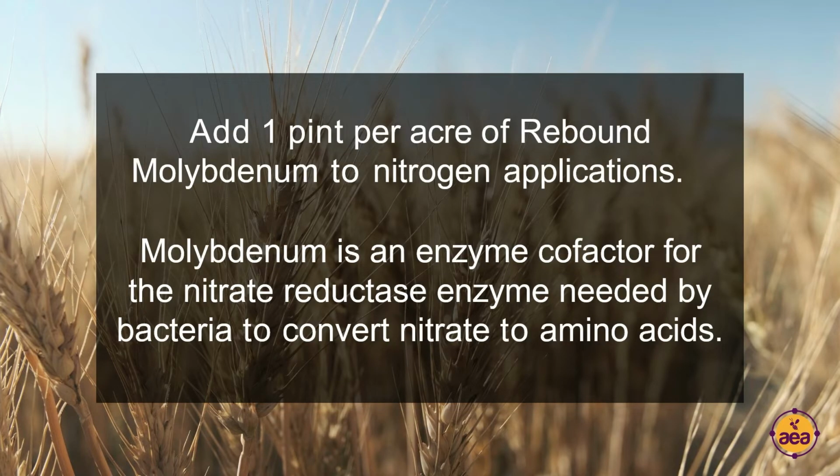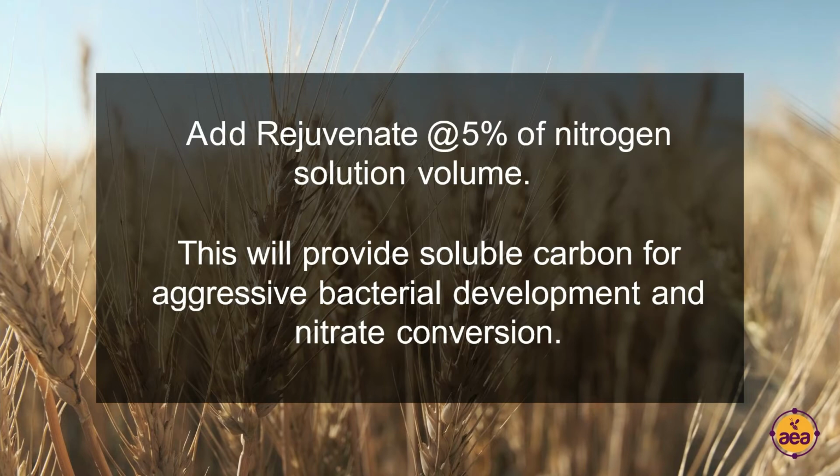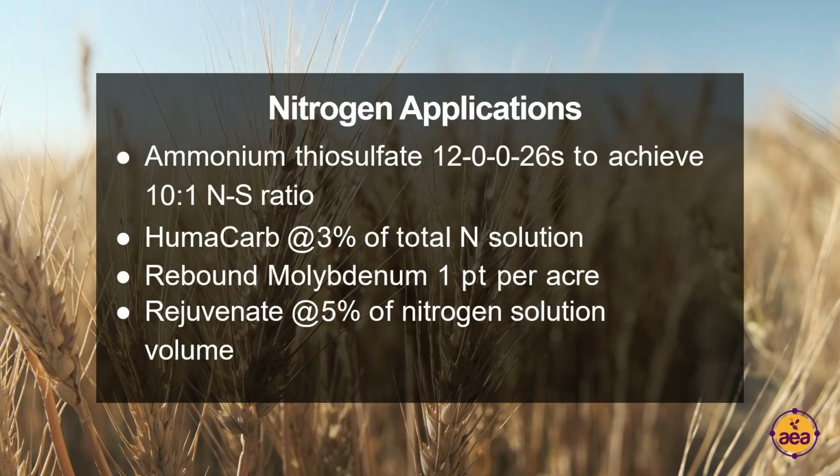And then we add a pint of, I think this product is 6% molybdenum, if I recall correctly. 1 pint per acre of molybdenum into our nitrogen applications, being the enzyme cofactor for the nitrate reductase enzyme. And lastly, we add this material, which is partially soluble carbohydrates, to the total solution volume. So this is what the total combination looks like.